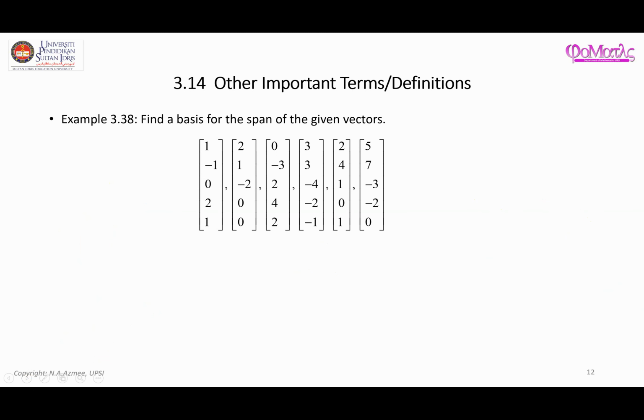Here we have got massive vectors that we need to consider, and we are going to follow the same process that I have already shown you just now, and we're going to start combining all the vectors here into a matrix. Okay, so the matrix is going to look like this.